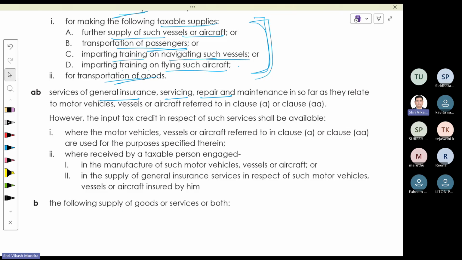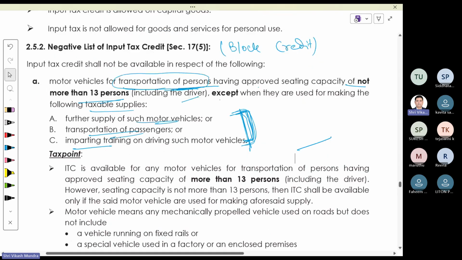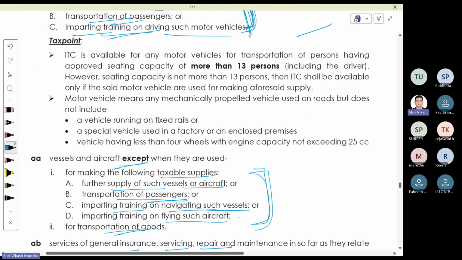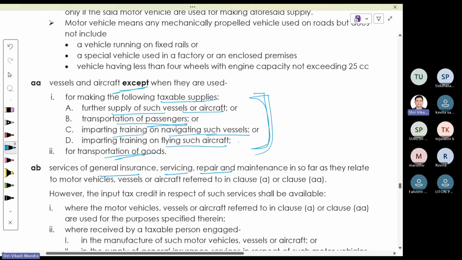However, if that motor car is used by the company for imparting training on driving such motor vehicle, then ITC is available at the time of acquisition of that motor car, as well as for the insurance, for servicing or repair and maintenance. That means for related expenditure, ITC would also be available. If ITC is available at the time of acquiring the motor car, ITC on related expenditure would be available. If ITC is not available at the time of acquisition of that motor car, ITC on related expenditure would not be available to you.